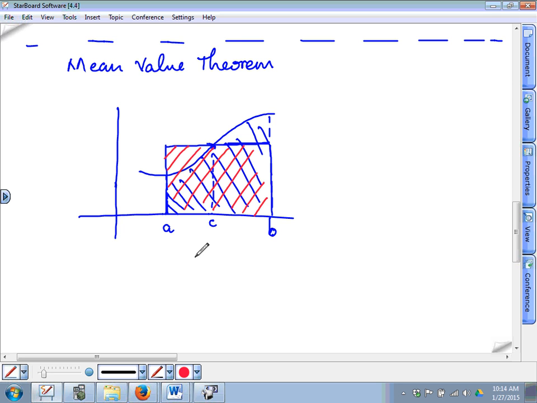The mean value theorem for integrals says there's a value c between a and b such that the area of that rectangle exactly equals the area under the curve. Okay? If we found the area of this rectangle, it would equal exactly the area underneath this curve, because that piece flipped over equals that piece.